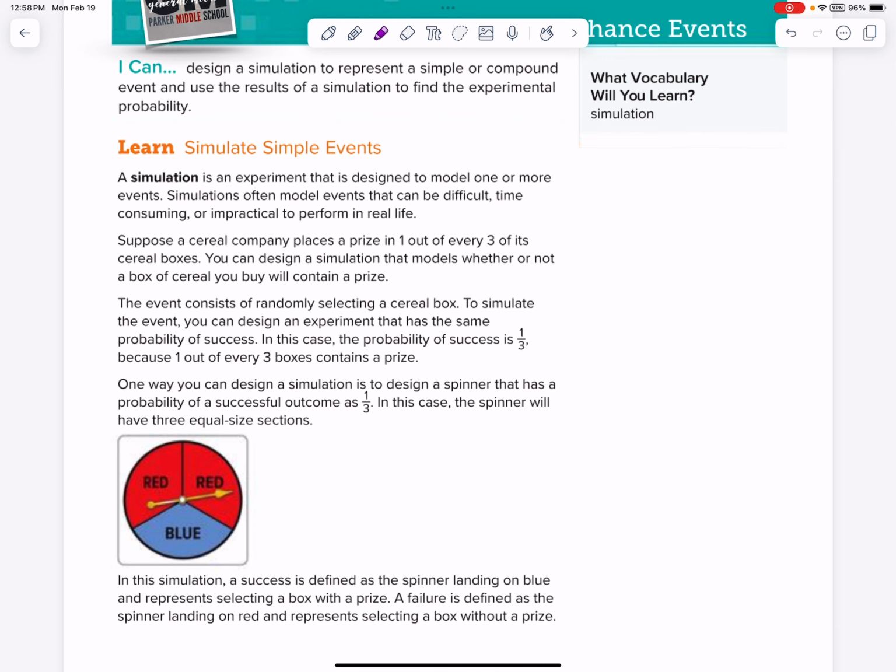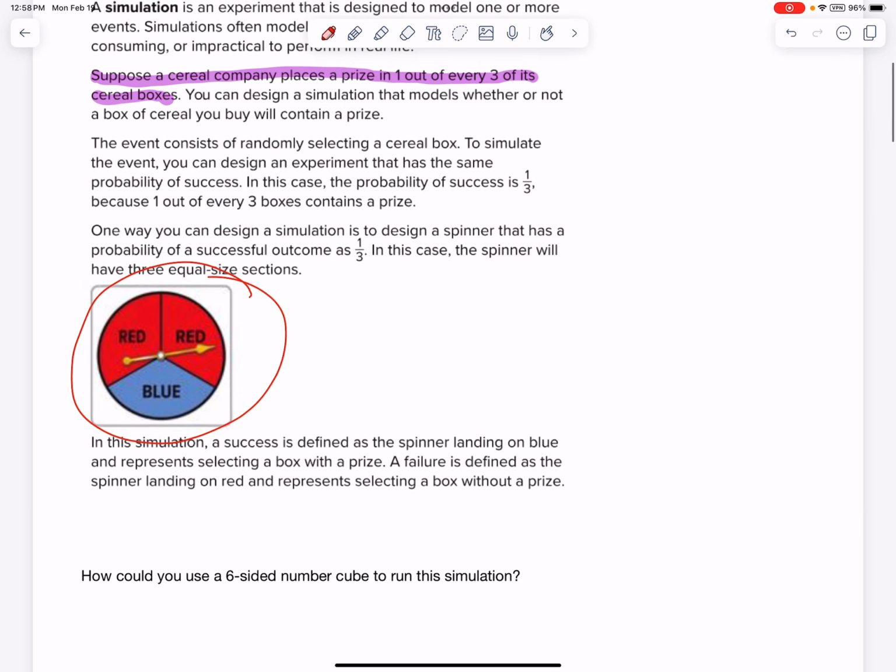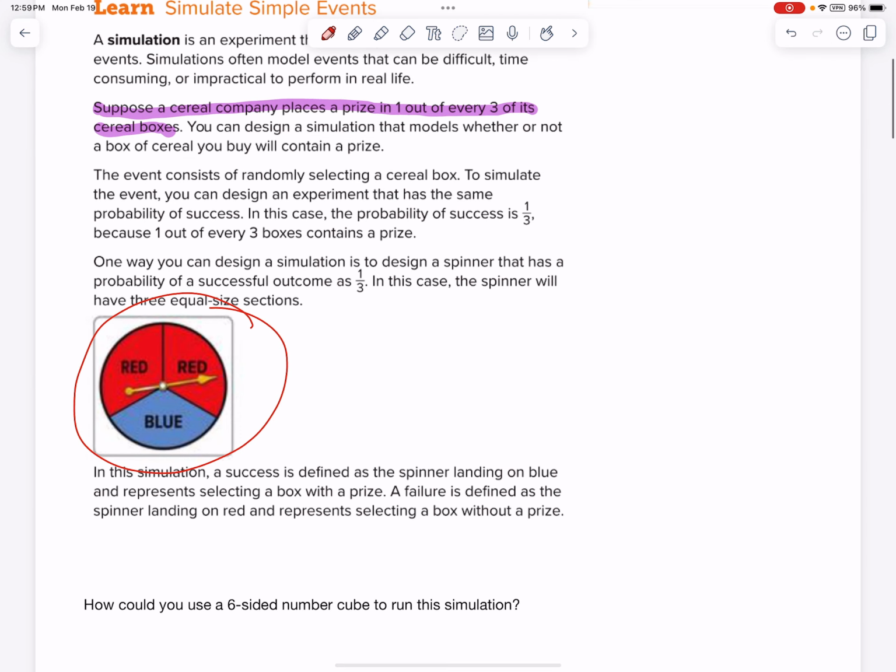So for example, let's say that a cereal company places a prize in 1 out of every 3 of its cereal boxes. Obviously, you can understand the theoretical probability is 1 out of 3, but you're not going to go buy 100 cereal boxes to see if that actually is true. So instead, what you would do is use a spinner or some sort of computerized simulator to carry out that simulation to see the results. Since it's a 1 out of 3 chance of having a prize, you do a spinner that has 3 sections, one of them being the section that has a prize.